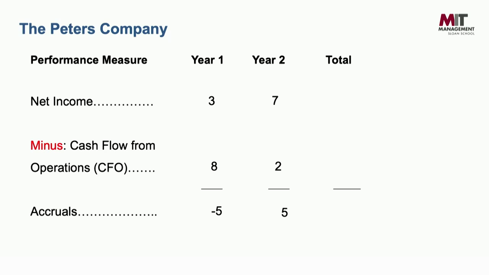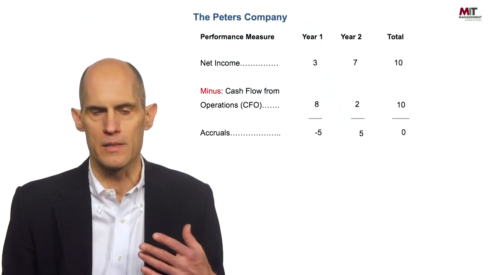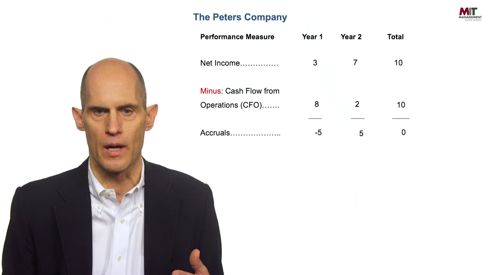And then if we total these across, we see that we have net income of $10,000 equals cash flow from operations, and accruals sum to 0 over the 2-year period. And this illustrates in a sort of toy example a very important concept, which is over the life of the firm, net income is going to equal cash flow from operations.